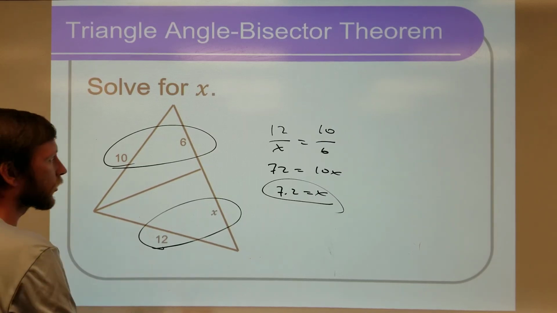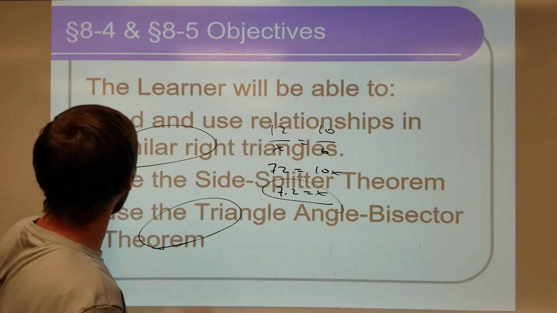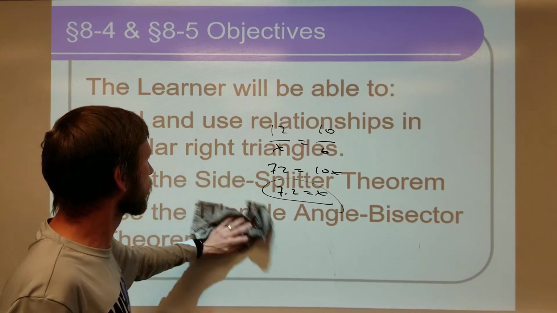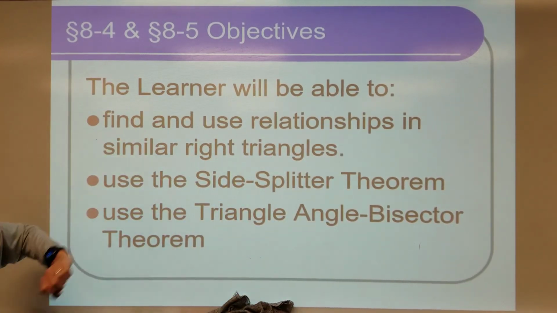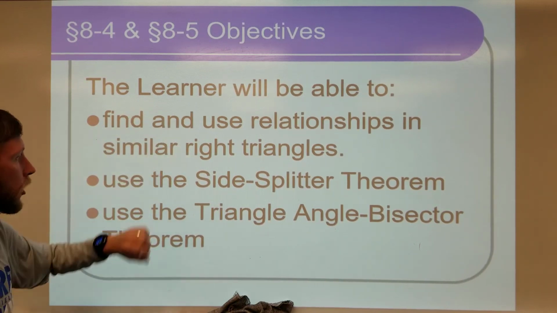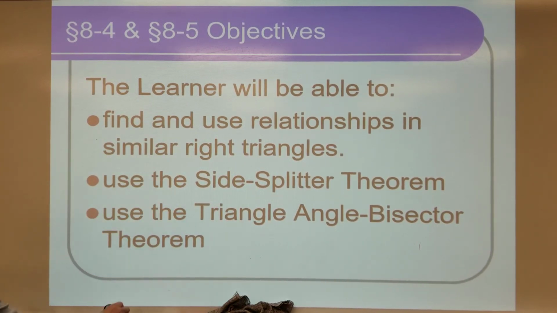All right, so those were the shortcuts. I'm sorry, not the shortcuts, but the triangle proportionality within triangles: when we cut a right triangle with an altitude from the right angle to the hypotenuse, when we split the sides with a parallel line in a triangle, or when we split an angle using an angle bisector in a triangle. We create proportional segments.